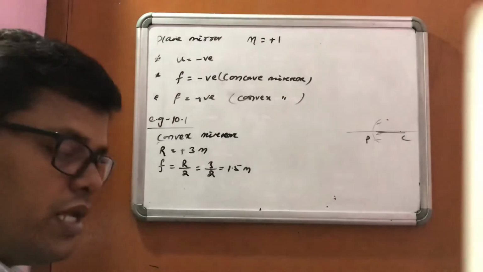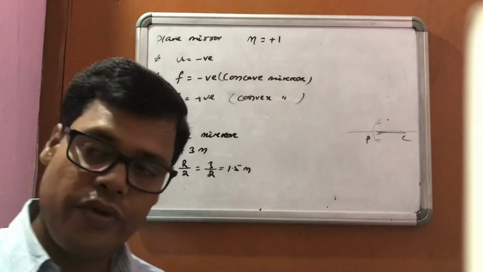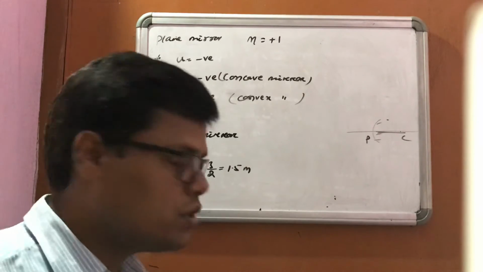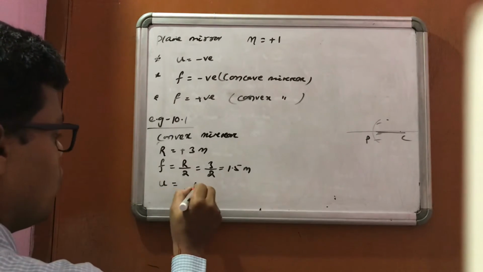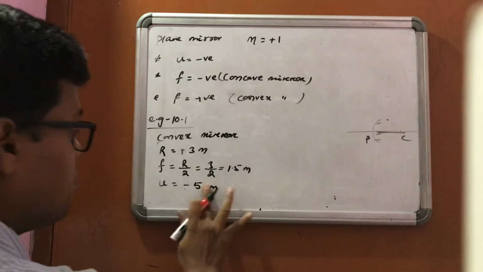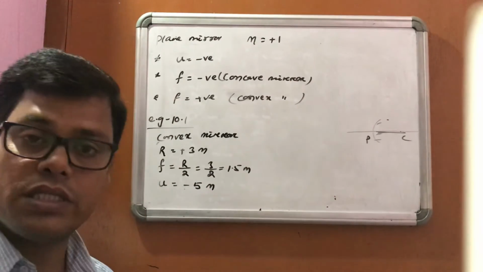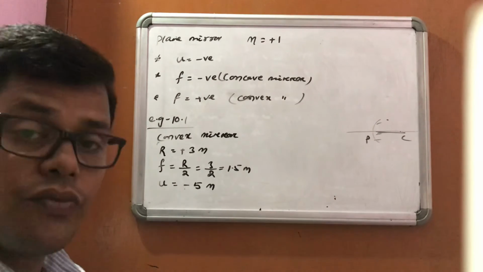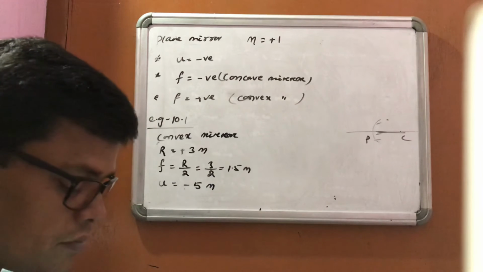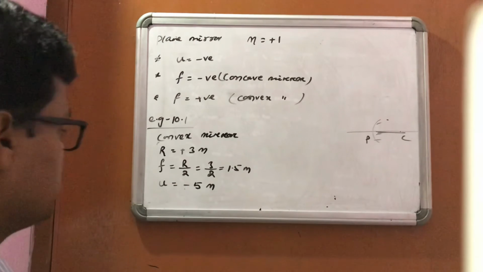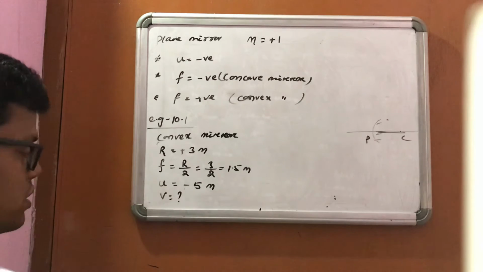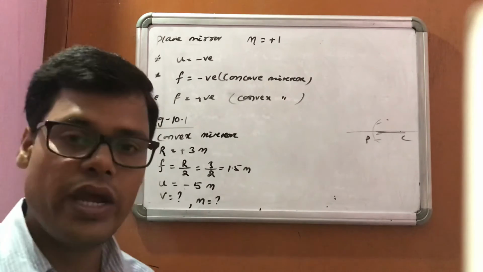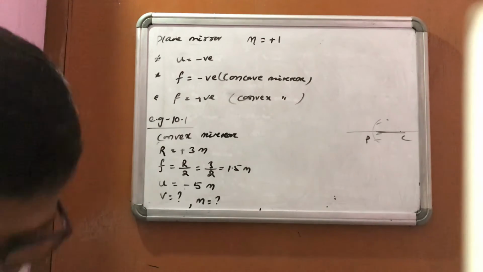Bus is located at 5 meter. Here, the bus is the object. It is located at a 5 meter distance. That means the distance between the object and the mirror is 5 meter, which is u. But it must be minus 5 meter. Why minus? Because it is in front of the mirror. By sign convention, it must be negative. What do you have to find? You have to find position, nature and size of the image. The position means image distance. Nature and size of the image can be obtained from the magnification. So we have to find 2 things: one is v, another is m.